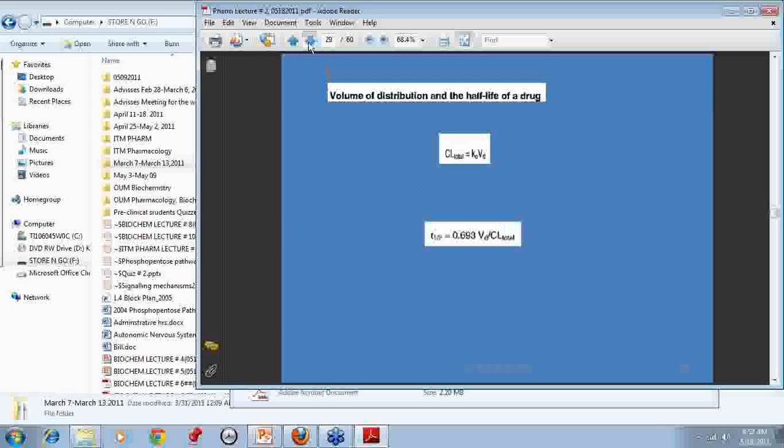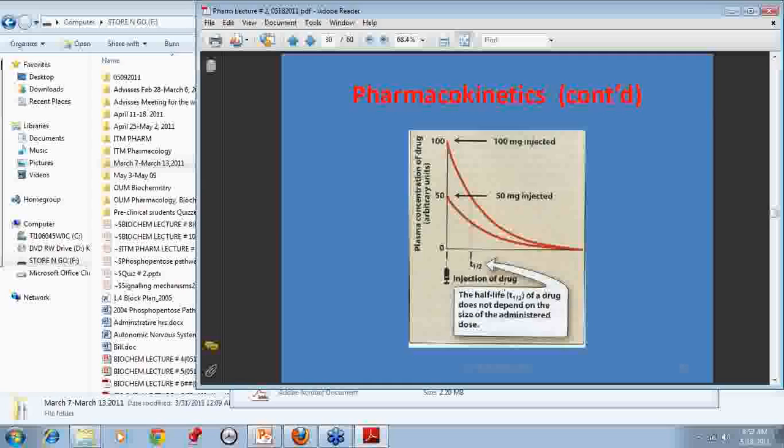And finally, this decay plot here shows that the half-life of a drug does not depend on the size of the administered dose. You see that here. If you give a really low dose and you get half of it, it's the same as if you give a high dose. If you extrapolate the half-life and extrapolate it down, you will find it to be the same.